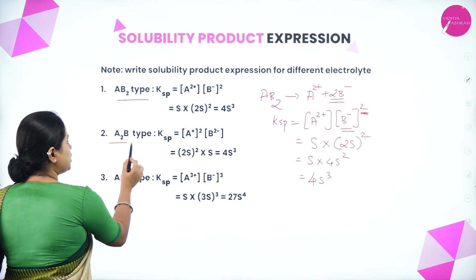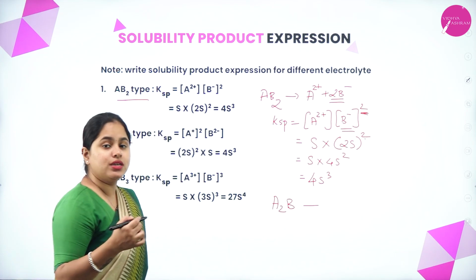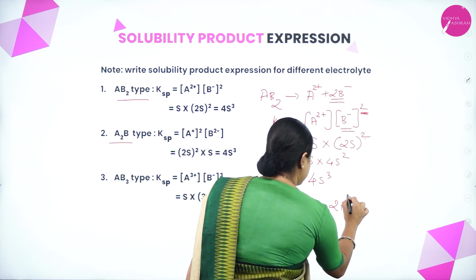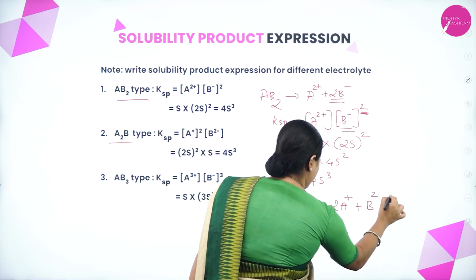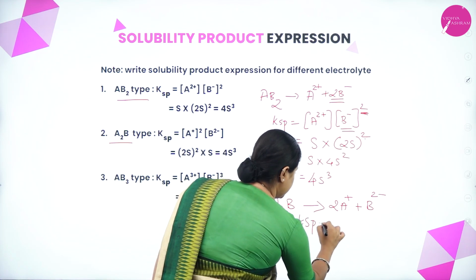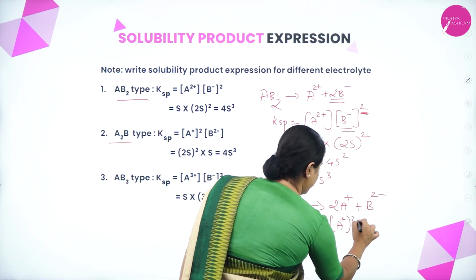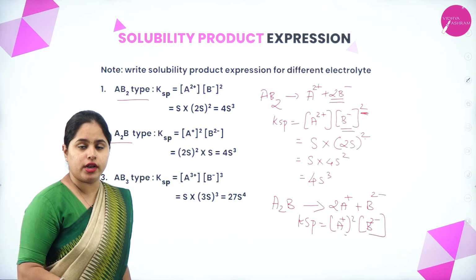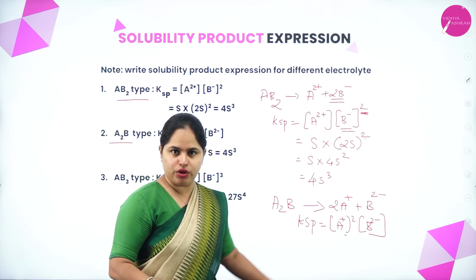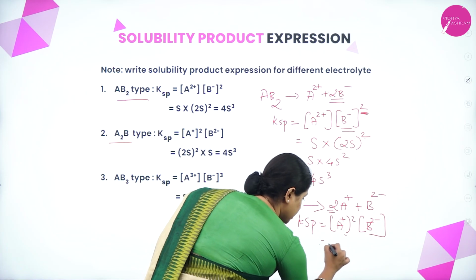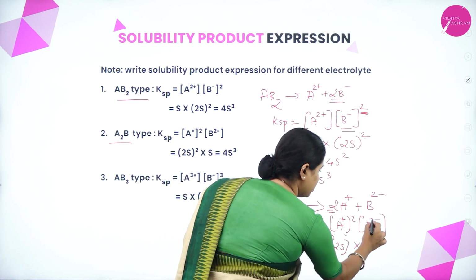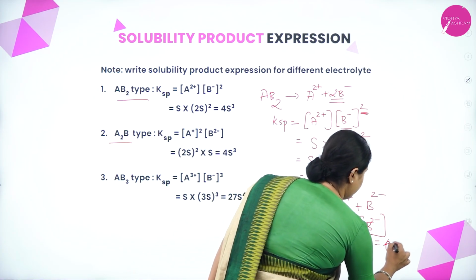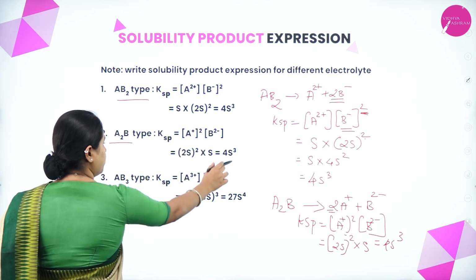Now moving on to the next one, A2B type. How does A2B electrolyte dissociate? It dissociates into 2A plus and B2 minus, right? So KSP, how will you write? It will be A plus raised to 2 into molar concentration of B2 minus. So this will be A plus. What is the molar concentration of A plus raised to 2? So solubility you have to write it as 2S, right? It will be 2S into, this will be S, and here in the 2S you have a power also. So again this will become 4S cube. I hope it is clear.